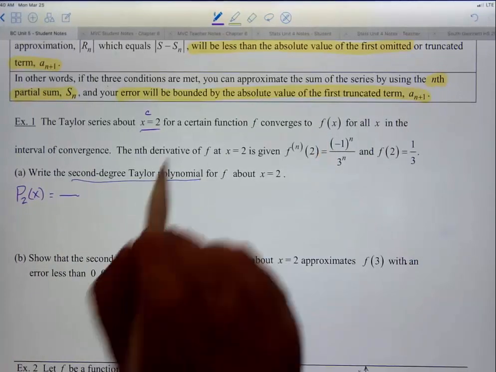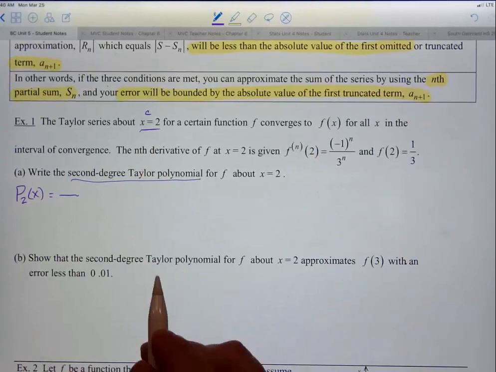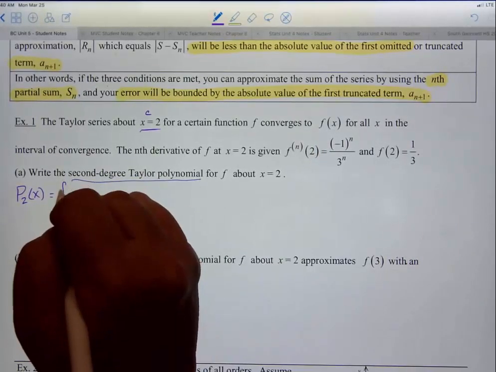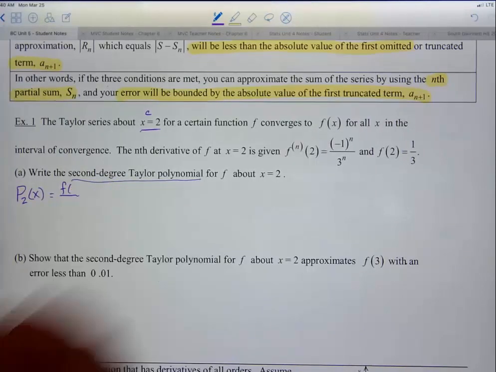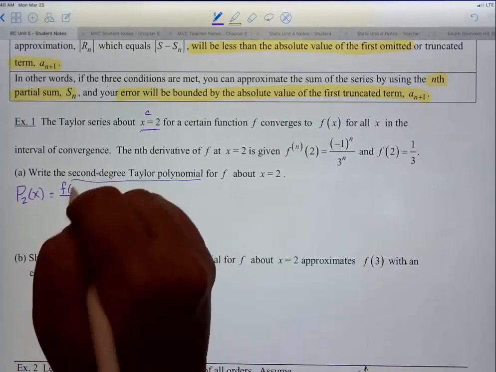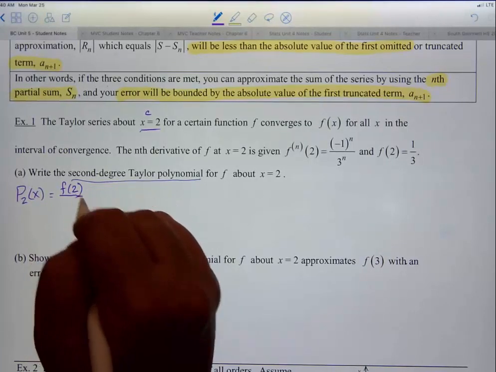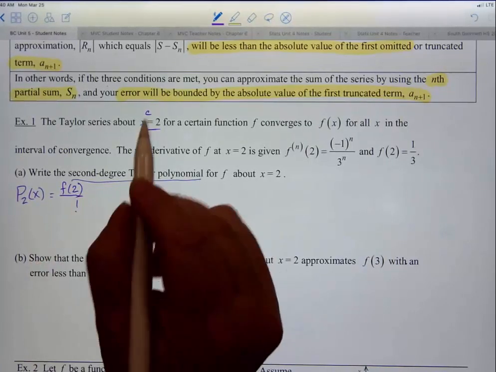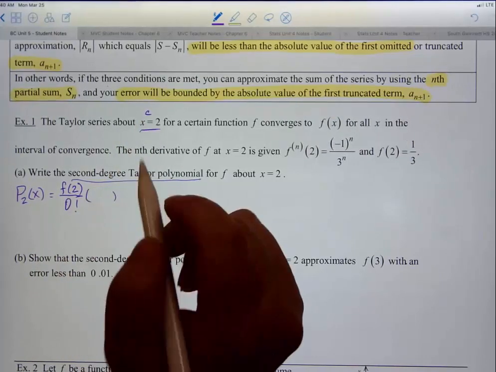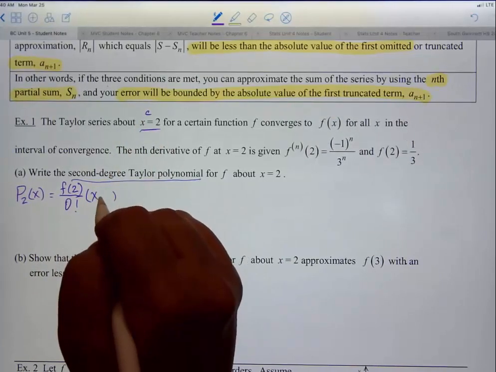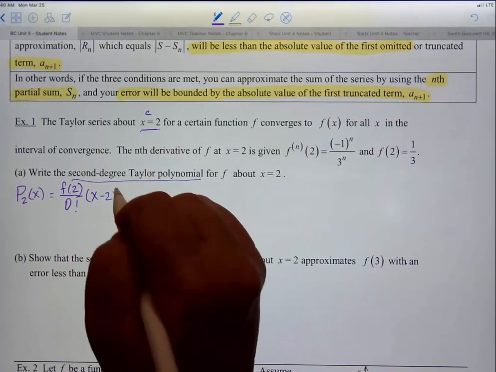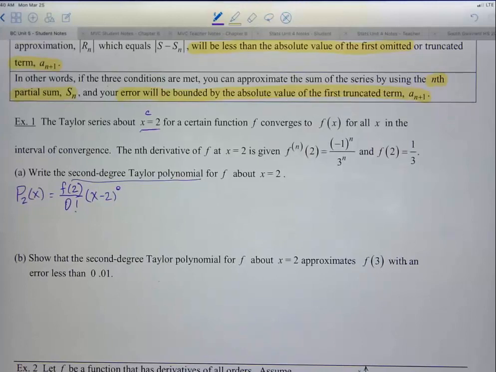Now I want just the formula. What goes on top of the first fraction? Do you remember? F of 0, f of 5, what f of what? F of 2, good. The bottom is a factorial. What factorial comes first? 0, good. And then what goes out here? X minus 2, and what's its power? 0, because the factorial is 0.